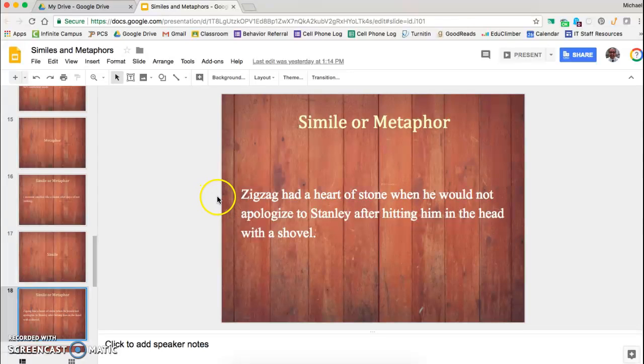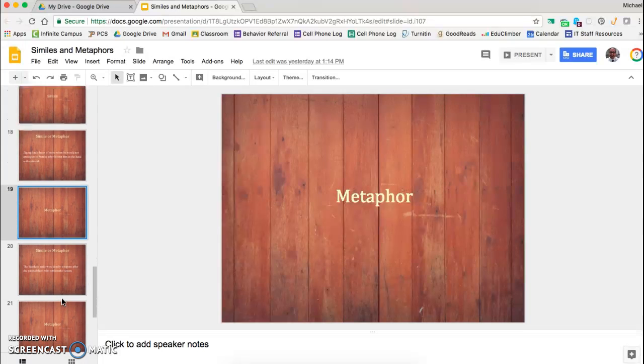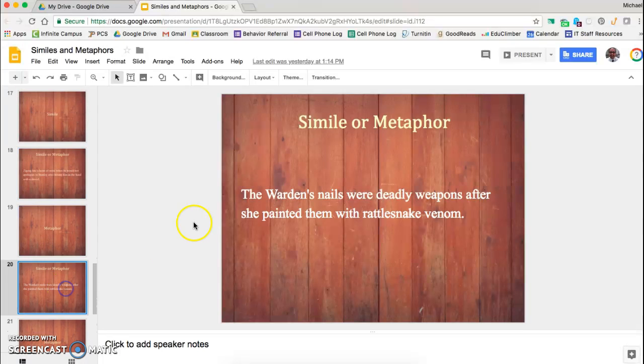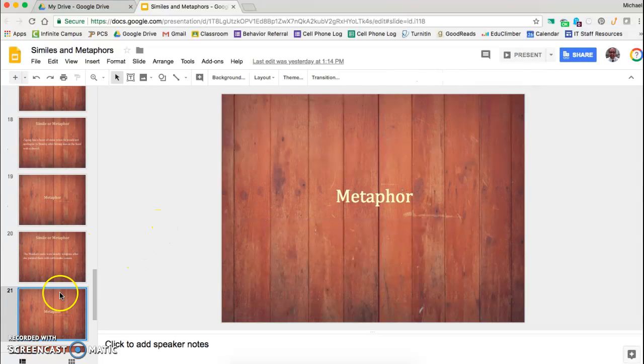Zigzag had a heart of stone when he would not apologize to Stanley after hitting him in the head with a shovel. Okay, we already looked at this example, saying that his heart is made of stone without using the word "like" or the word "as." So this is an example of a metaphor. I think this is the last one coming in. Yep. The warden's nails were deadly weapons after she painted them with rattlesnake's venom. Don't know why I can't speak right now. But the author is saying that they were deadly weapons, not that they were like deadly weapons. So once again, we have an example of a metaphor.